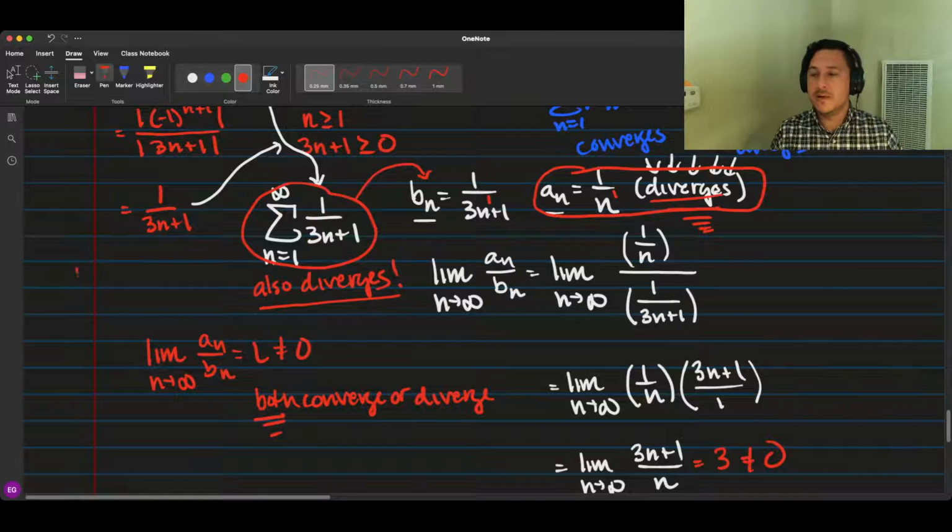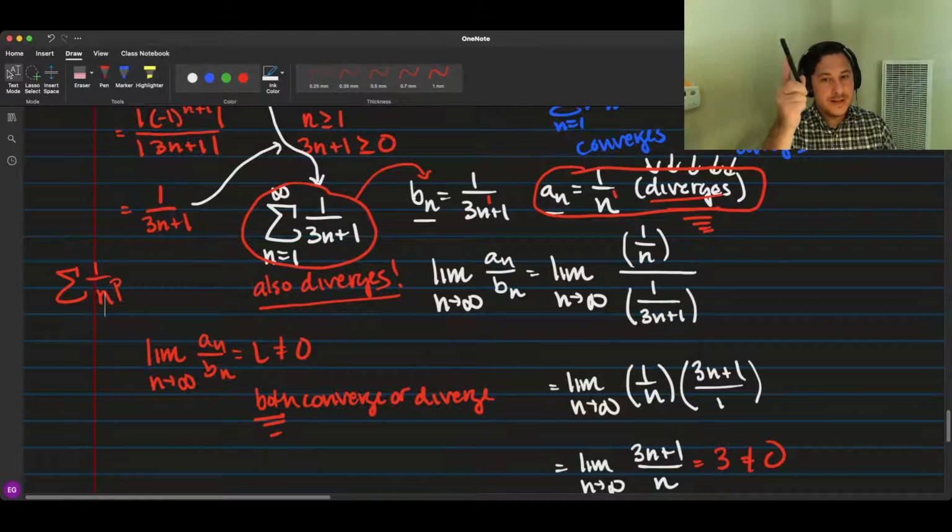Wrong thing. You're thinking of the p-series. That's where p is a power, not a coefficient.